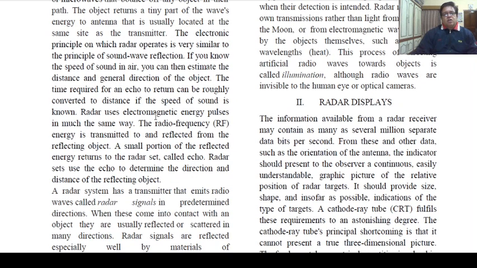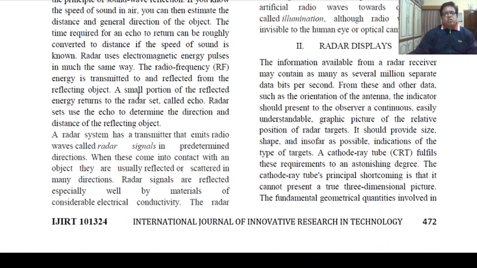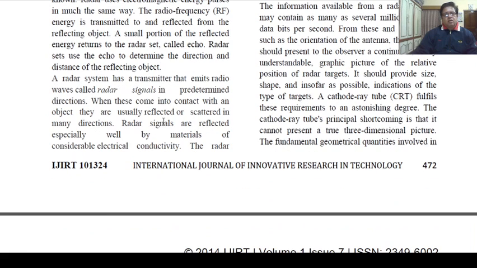Radar uses electromagnetic energy pulses in much the same way. The radio frequency energy is transmitted to and reflected from the reflecting object. A small portion of the reflected energy returns to the radar set, called the echo. Radar sets use the echo to determine the direction and the distance of the reflecting object.